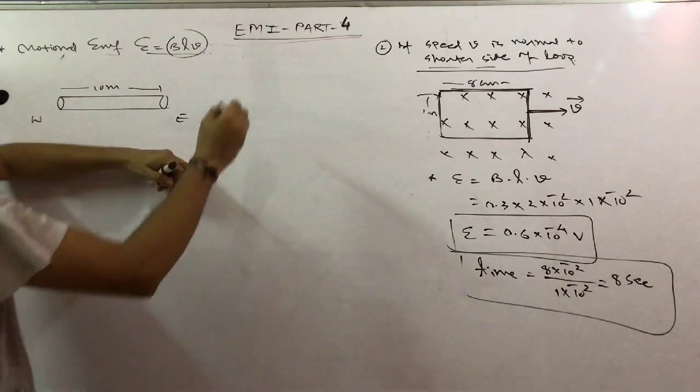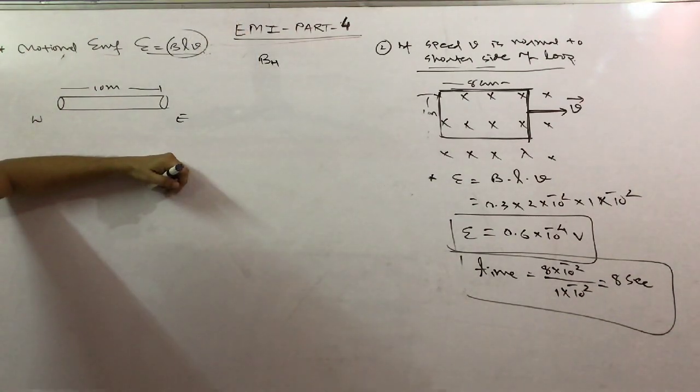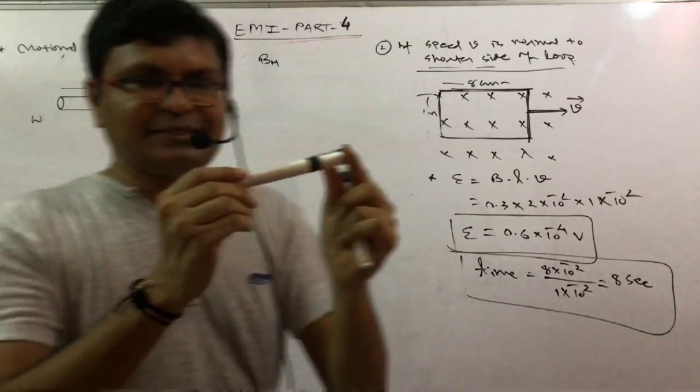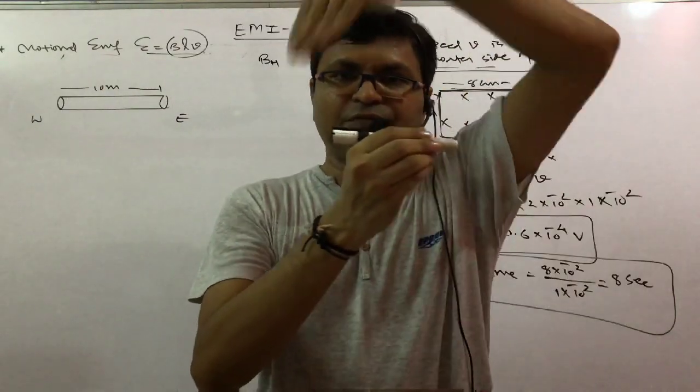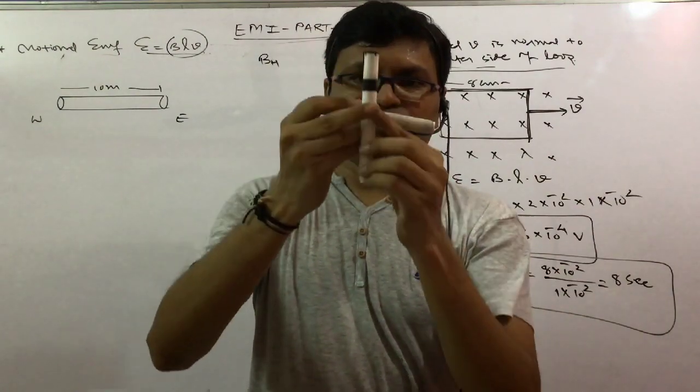I told you, the horizontal component of the earth's magnetic field is always from geographical south to geographical north. So if this is east and this is west, where is geographical south? This is south and this is north.